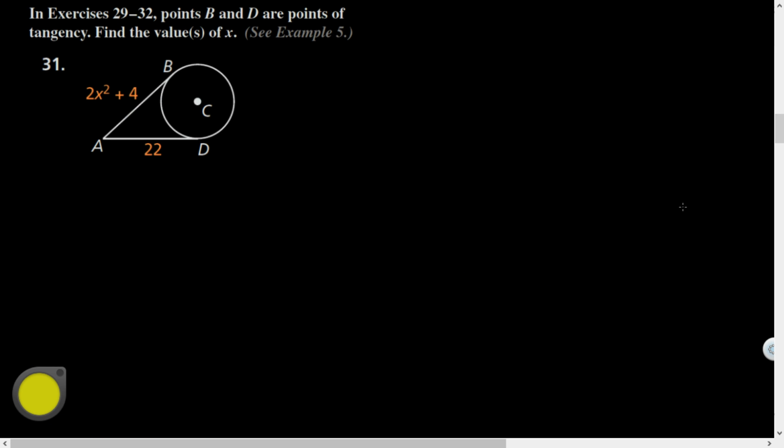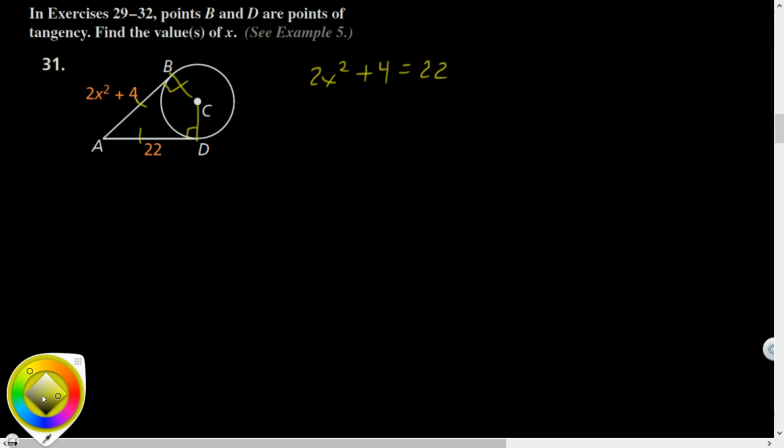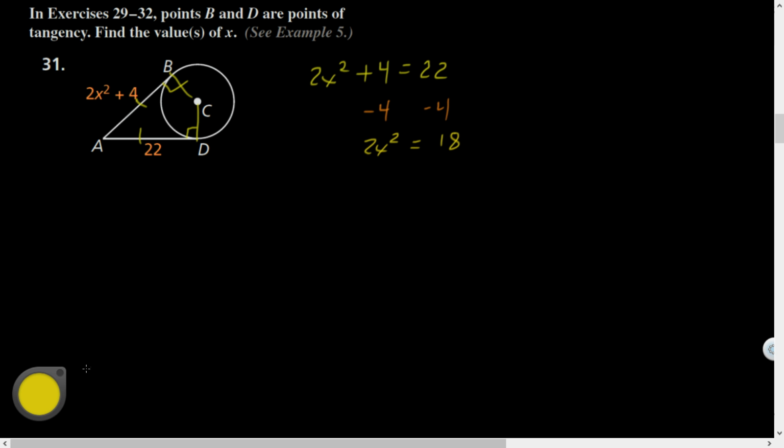Theorem 10.2, the Two-Tangent theorem. It says points B and D are points of tangency. Find the value of x. If those are both tangent, then I know that they are perpendicular to their respective radii, and I know that they are congruent to one another. So therefore, 2x squared plus 4 is equal to 22 by the definition of congruent. Minus 4, both sides. 2x squared is equal to 18.